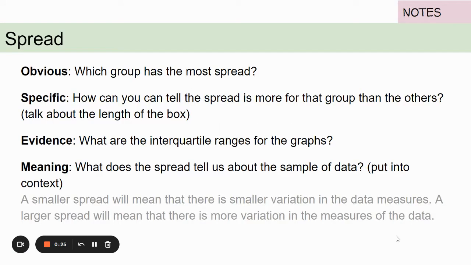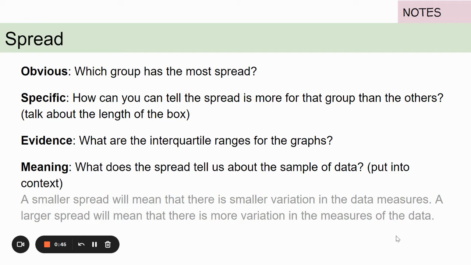So for the spread, we're looking for the obvious OSIM as usual. So obvious would be which group has the most spread. So which one is most spread out? How can we look at that? We talk about the length of the box. So we can tell one set's more spread out because the length of the box is bigger than the other one. The evidence for this is the interquartile range.